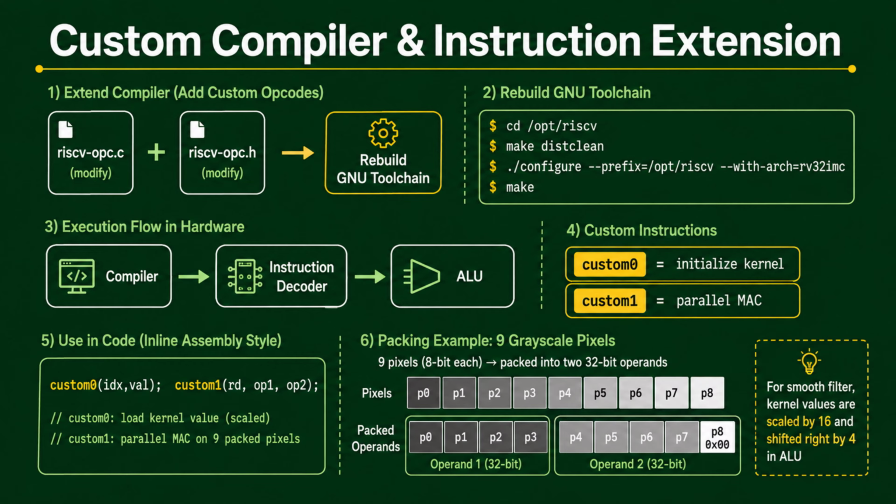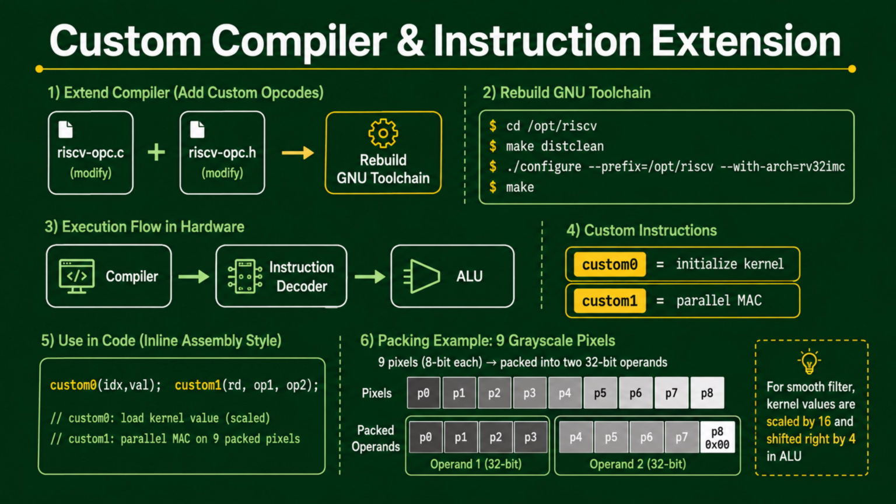In the implementation described in the thesis, the main files modified inside the binutils portion of the toolchain are riscv-opc.c and riscv-opc.h. The new instruction definition includes information such as its name, operands, match value, and mask. After modifying these files, the toolchain is rebuilt so that the assembler recognizes the custom instructions. But compiler support alone is not enough.